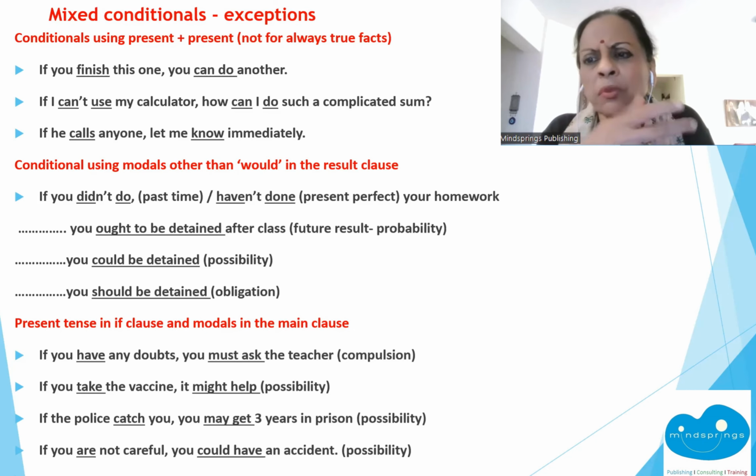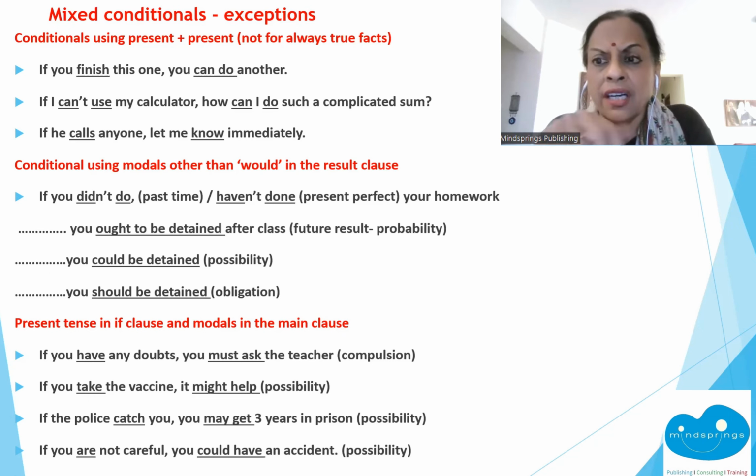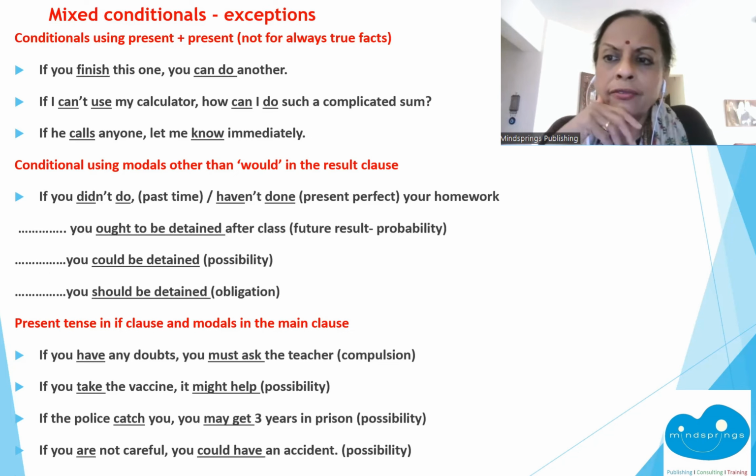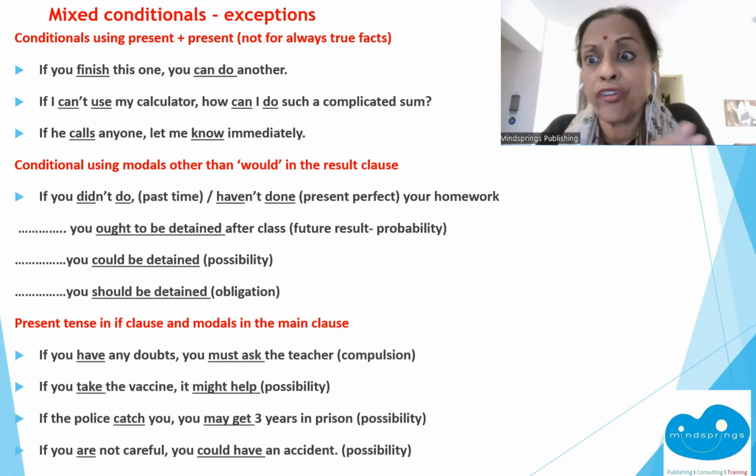Two present tenses, but what's my intention? I'm saying if you finish this one, I'll give you one more. It's just a possibility. It's just a plan. I'm telling the child, if you finish this drawing, I'll give you another one. There's no true fact in it.